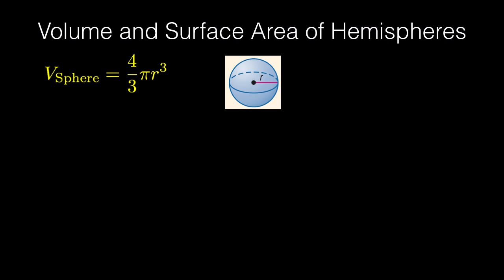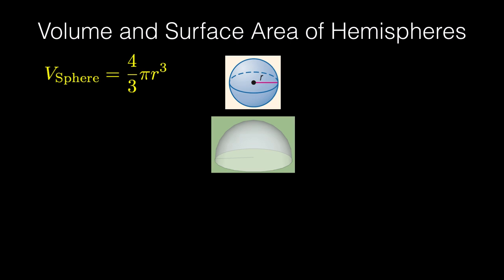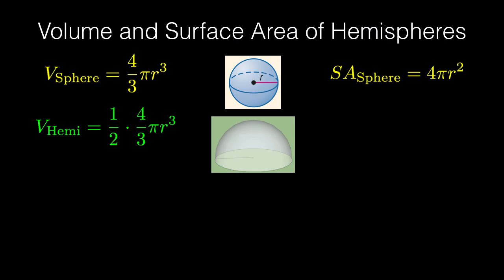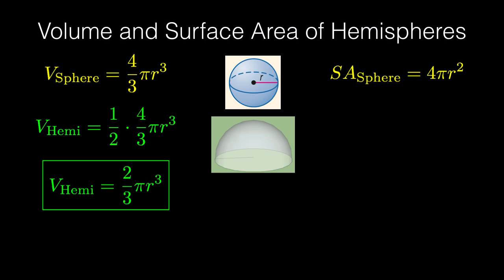Now, volume and surface area of hemispheres. First, recap. The volume of a sphere, of course, is 4/3 pi r to the third power. And so if we want the volume of a hemisphere, surface area as well. So volume of a hemisphere will just be half of the sphere. So we'll take half of 4/3 pi r to the third power, and half of 4/3 is just 2/3 pi r to the third power. So that's the volume of a hemisphere.